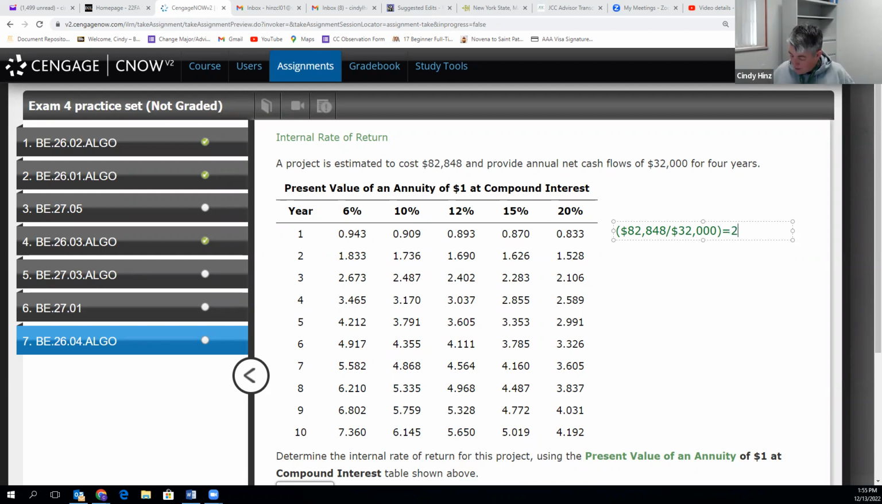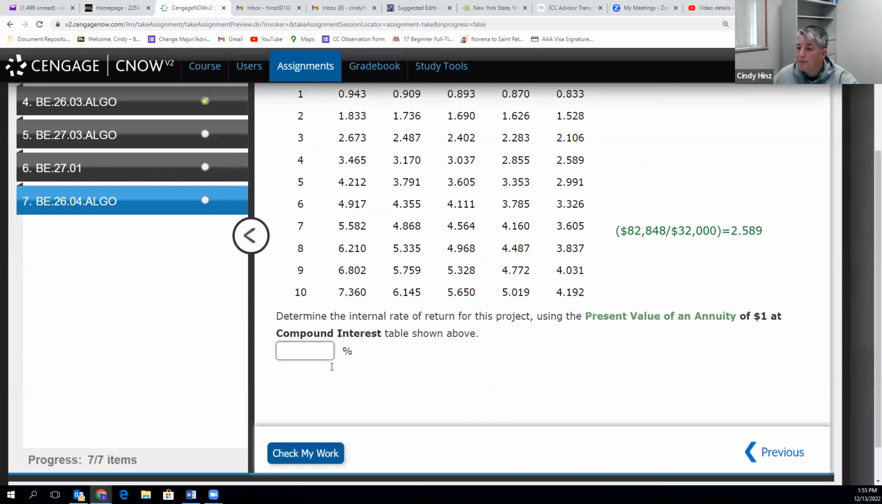And that gives us a factor of 2.589. And then we go to the table and say, if this is a 4-year project, so we're in the year 4 row, what percentage return does this factor 2.589 correspond with? And so I can see right here at the very end of the row, 2.589, if we then go up that column, corresponds with a return of 20%.